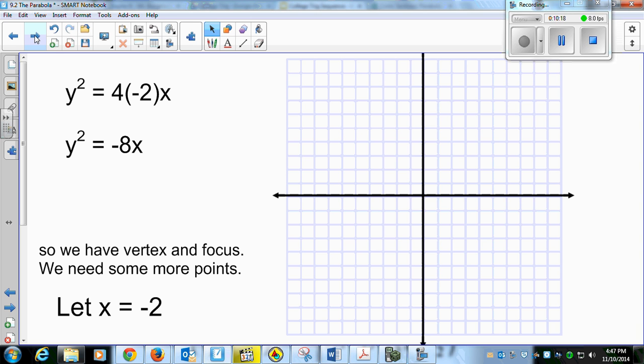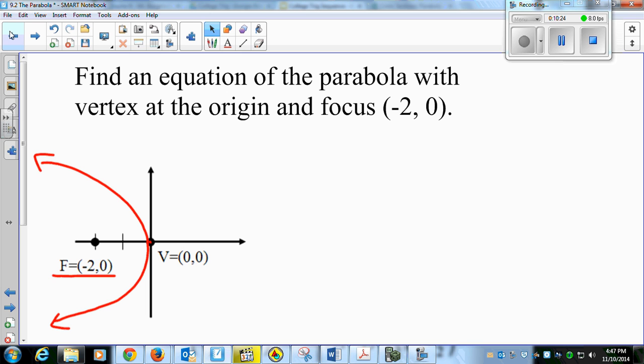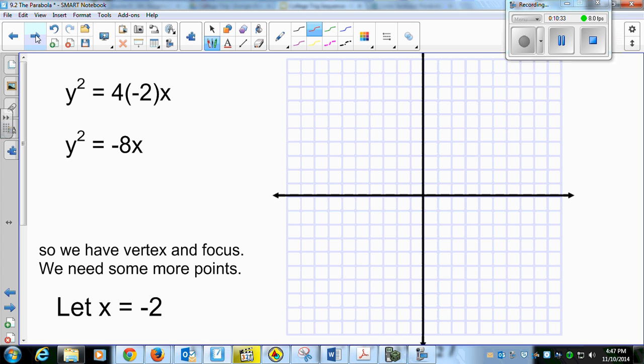So how are we going to walk through this? If I know that my focus is at -2, that tells me my A value is -2. So as I plug that into my equation, I take that -2, multiply it by 4, and I'm going to get y squared equals -8x. Okay, so we have the vertex is going to be (0, 0), and we know our focus is at (-2, 0).